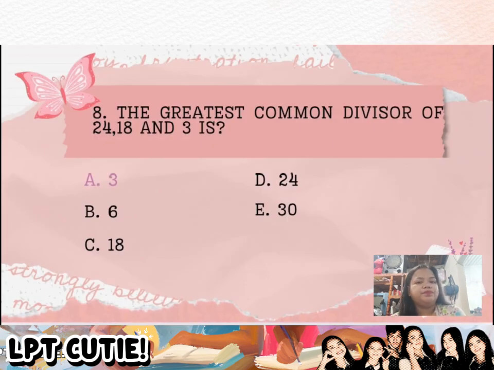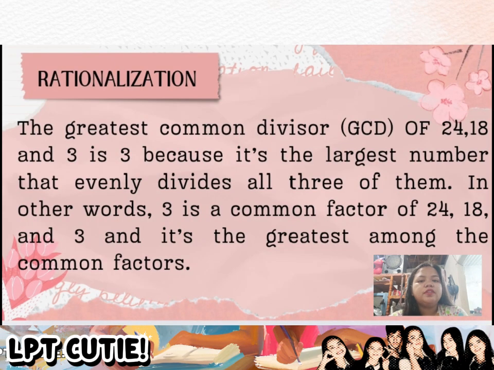So how? The greatest common divisor, or GCD, of 24, 18, and 3 is 3 because it's the largest number that evenly divides all 3 of them. In other words, 3 is a common factor of 24, 18, and 3, and it's the greatest among the common factors. Do you get it? Again, the correct answer for number 8 is letter A, 3.